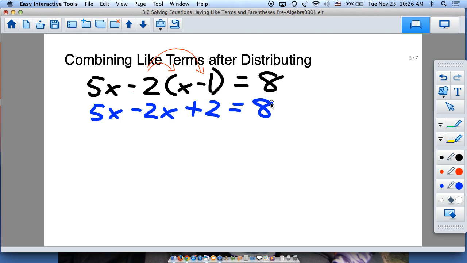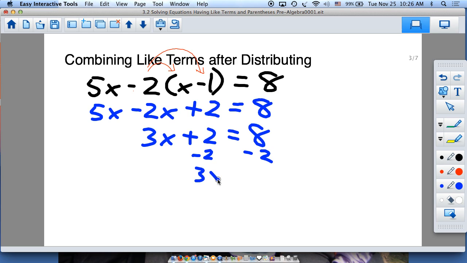Now you can see we have a 5x minus 2x on the left-hand side. So we must combine those like terms first. So 5x minus 2x is 3x. Bring down the plus 2 equals 8. Now we solve our equation. We're going to subtract 2 from both sides. We're left with 3x equals 6. Divide both sides by 3, and x equals 2. So again, you can always go back and check yourself. Insert that 2 for your x's, and then solve the left-hand side, and it should equal the right-hand side.